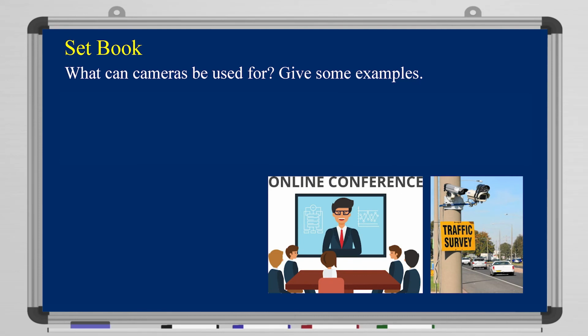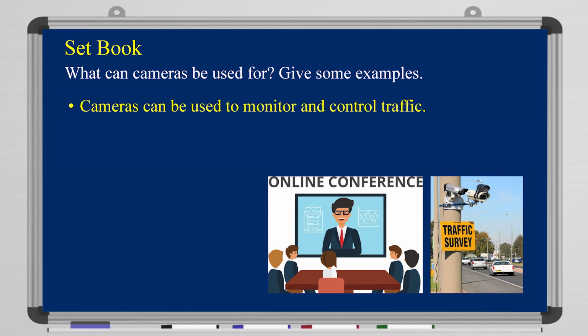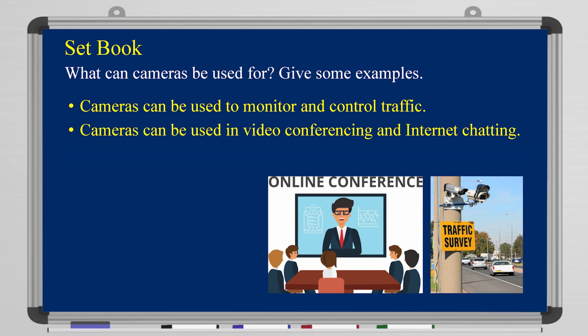What can cameras be used for? What do we use cameras for? Give me some examples. So, cameras can be used to monitor and control traffic, which we can see in some of the traffic lights around the streets. Cameras can be used in video conferencing or internet chatting. Cameras can be used for security purposes. So some malls, for example, they have cameras for security. Did you get at least one of them? Very good, excellent. In set book questions, if you give a reasonable and good answer, it will be accepted as a correct answer.